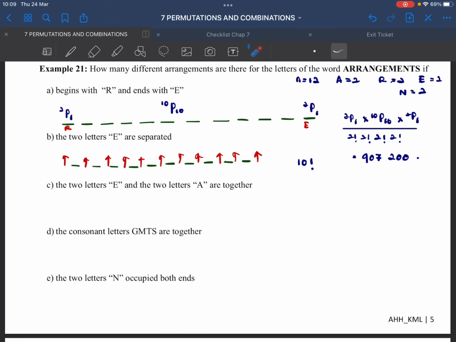E ada berapa? Ada 2. Okay, so that's gonna be darab dengan 11P2. Okay, bahagi dengan semua yang di-repeated. 2 factorial, 2 factorial, 2 factorial, 2 factorial. And that's gonna be 24948000.